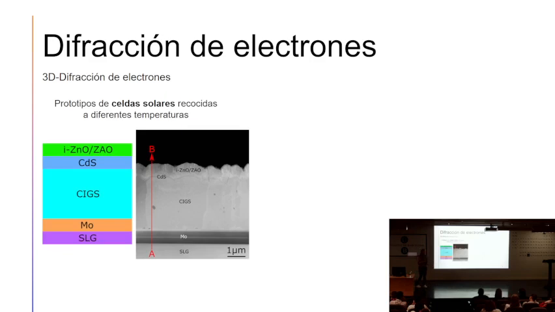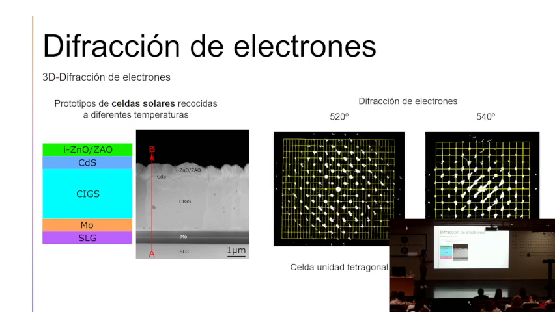Por ejemplo, teníamos 2 prototipos de celdas solares que fueron precocidos a diferentes temperaturas. Este es el diagrama de la celda solar y acá podemos ver la imagen donde se hizo difracción de electrones de ambos prototipos de las celdas solares, que esta fue precocida a 520 grados y esta a 540 grados. Acá podemos ver estas rejillas que indican cómo se verían las celdas unidad expandidas que corresponden con los spots que estamos viendo.